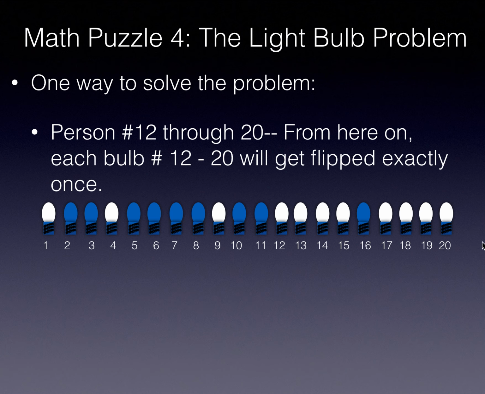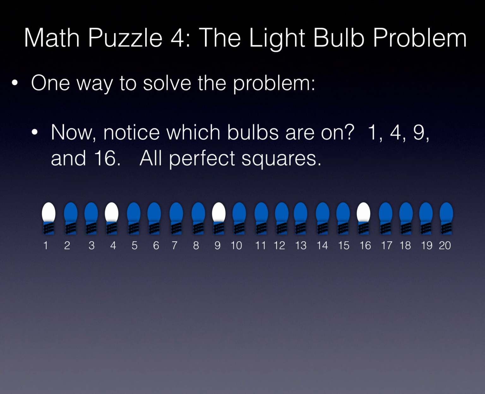So I'm just going to do that all at once and complete the problem. Just like that. Now, notice which light bulbs are on in our little mini version of the problem, our little 20 light bulb version of the problem. 1, 4, 9, and 16, all the perfect squares. 1 times 1 is 1, 2 times 2 is 4, 3 times 3 is 9, 4 times 4 is 16, and those are the only light bulbs that are on.